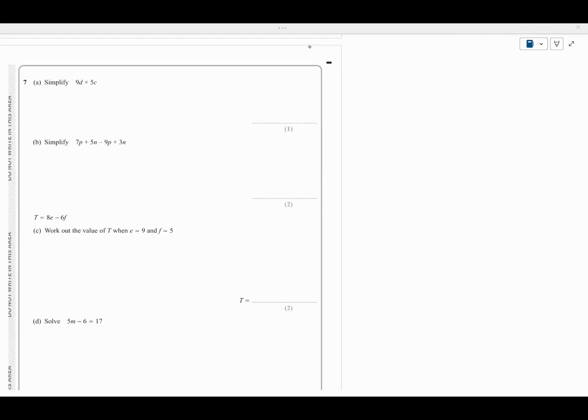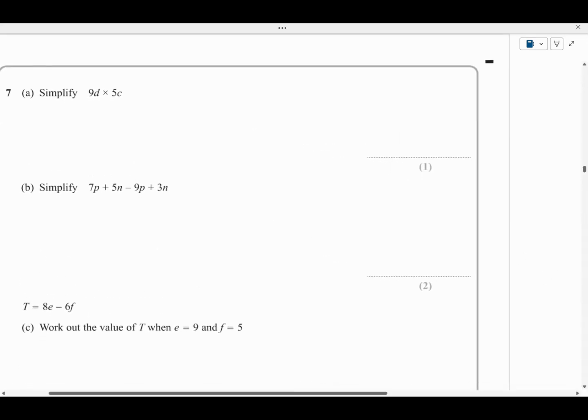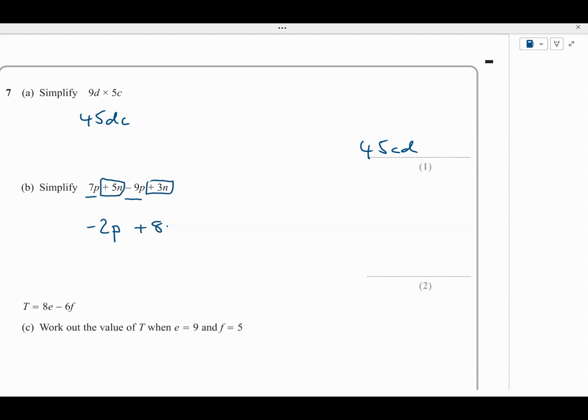Right, we have to simplify 9d times 5c, so that's going to be 45dc, or 45cd would be what we'd normally write, but 45dc would be fine. Simplify: I've got 7p and another minus 9p, so that's minus 2p. And then the n's, I've got plus 5n plus another 3n gives me plus 8n.